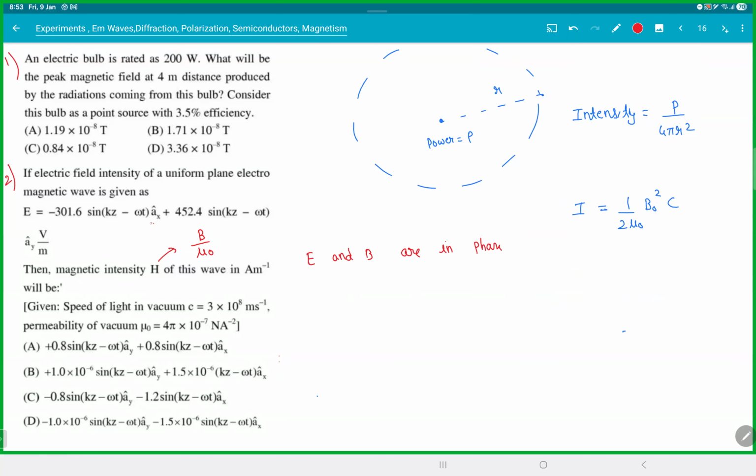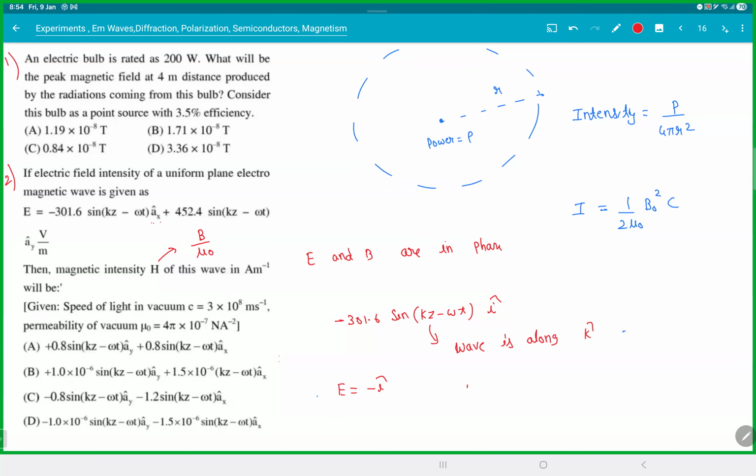For the first one, this is AX minus. So E cross B must be the direction of the wave. Kz minus omega t must be k cap, isn't it? The Z implies here the wave is going in the Z direction. So I'll write it down: minus 301.6 sine kz minus omega t, that is i cap. So this implies the wave is moving along k cap, and your electric field is minus i cap.